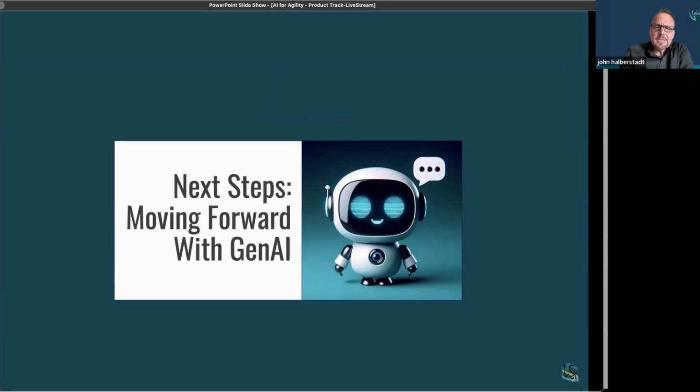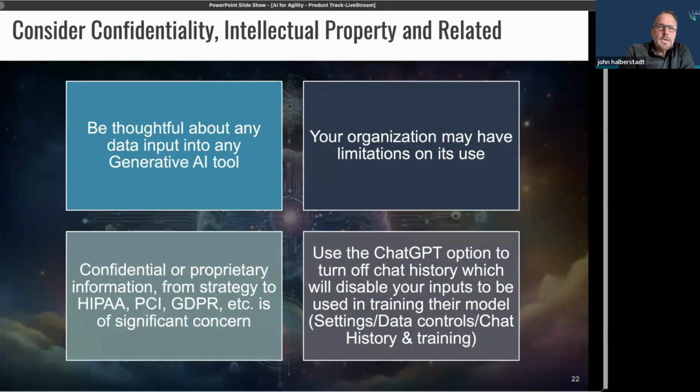And so, some next steps in terms of moving forward that I would suggest. Consider confidentiality, intellectual property, and related issues. We want to be thoughtful about any data that's input into any generative AI tool. There should probably be an asterisk on the end of this, by the way. There are some organizations that have their own internal language models that they've built, or that have other constructs in place to make sure that IP, confidentiality, and similar issues are mitigated.